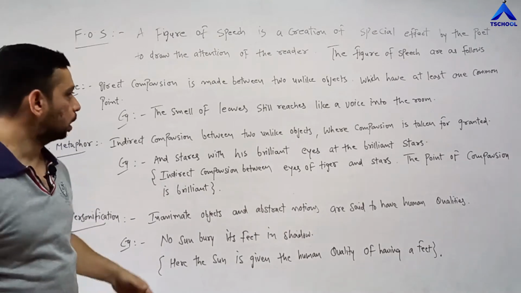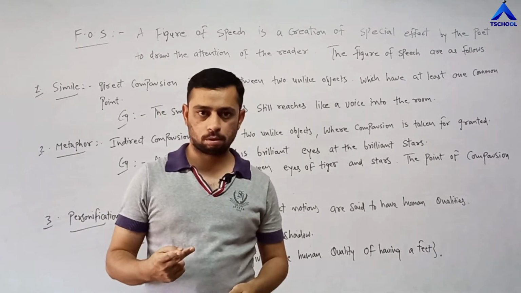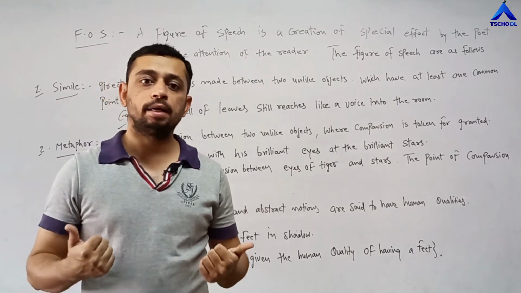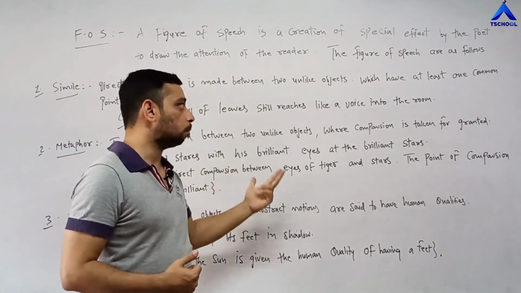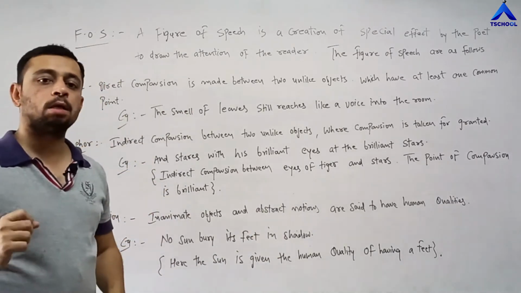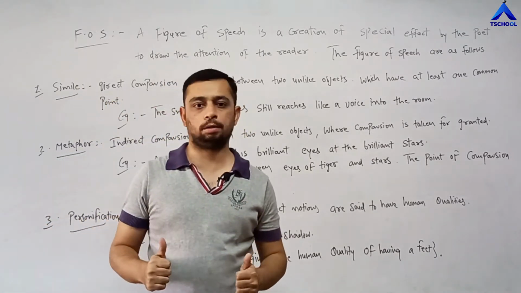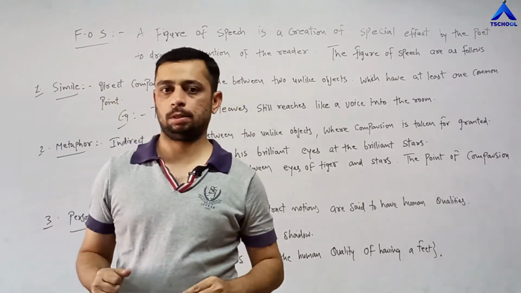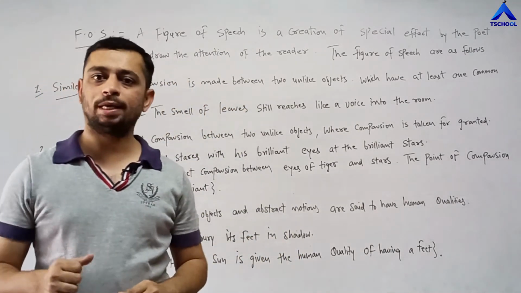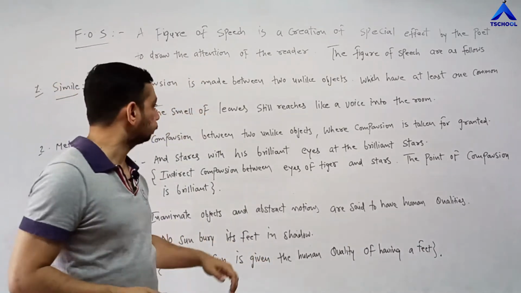What is a simile? It is a direct comparison that is made between two unlike objects. There is a direct comparison between two unlike objects which have at least one common point. Here the comparison is made between two things which have one common point in it. That figure of speech is known as a simile. Look at the example. So I hope you can understand.